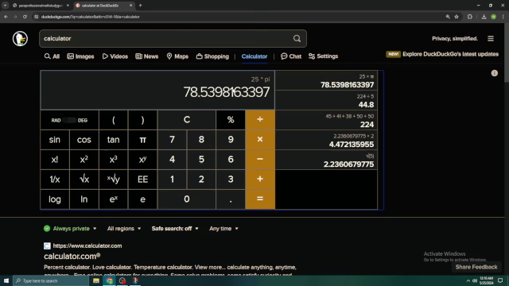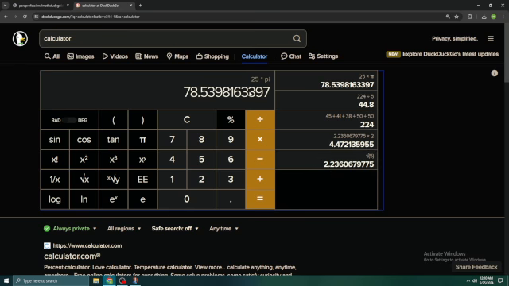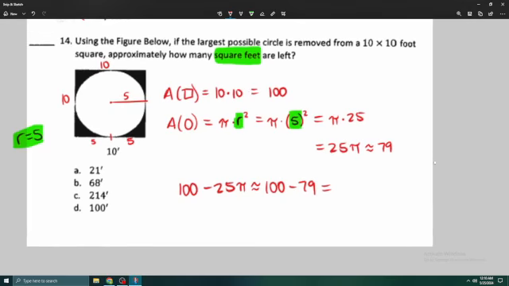Like I said, we need to find a decent approximation of 25 times pi, which is 78.53. We'll call it 79. So we'll say 25 pi is approximately 79-ish. That's the wavy equal sign. 100 minus 79-ish. We'll do 100 minus 79. I'm just too lazy to do the math. It's 21.